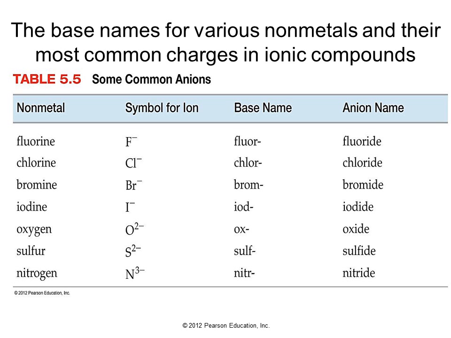Here are the base names of some nonmetals and how you adjust them to get the ide ending. Fluorine becomes fluoride. Chlorine becomes chloride. Bromine becomes bromide. Iodine becomes iodide. Oxygen becomes oxide. Sulfur becomes sulfide. And nitrogen becomes nitride.